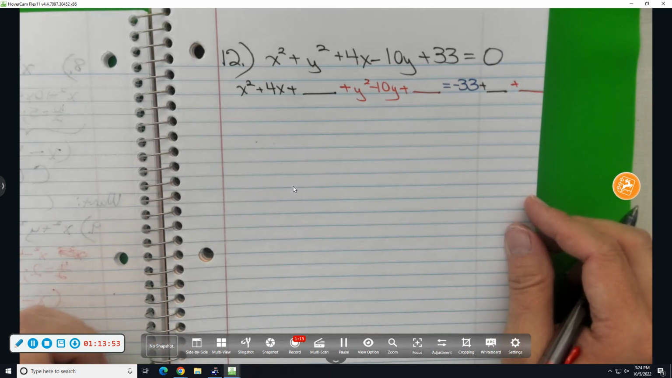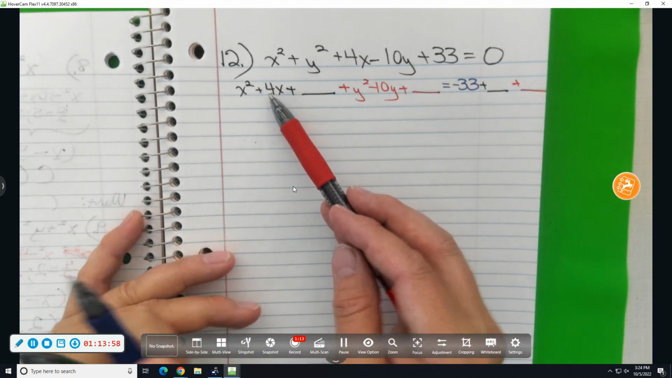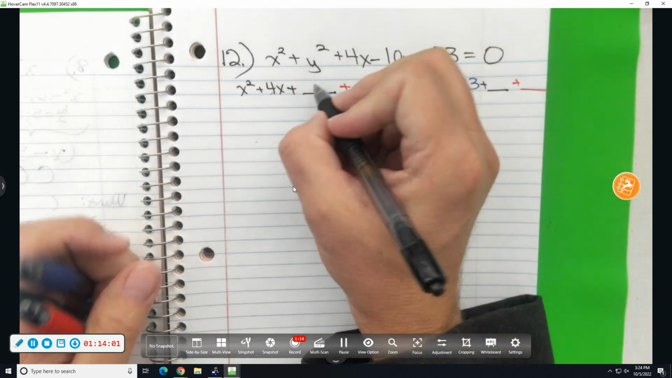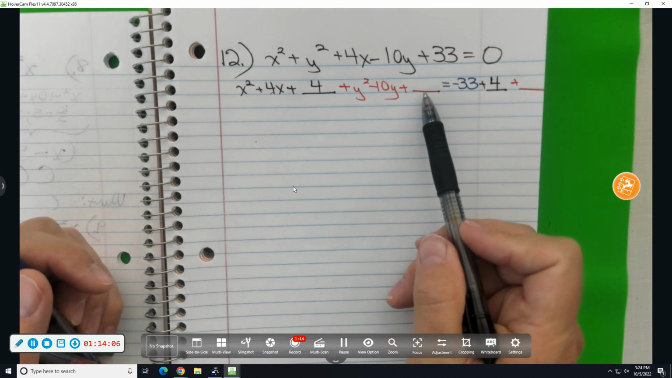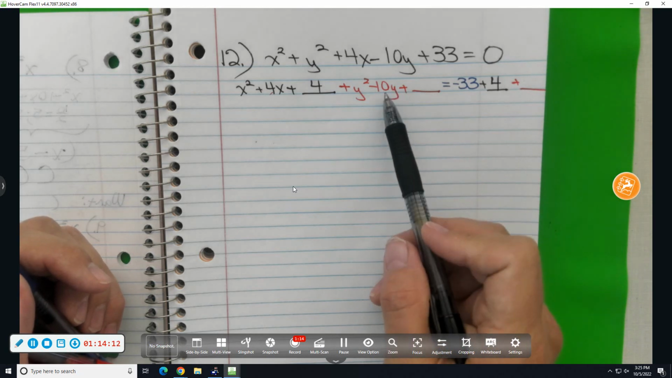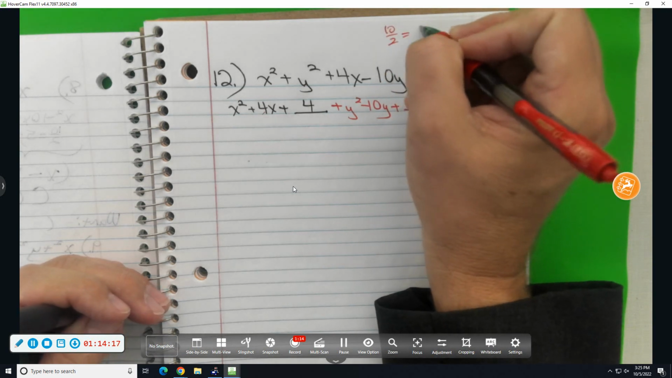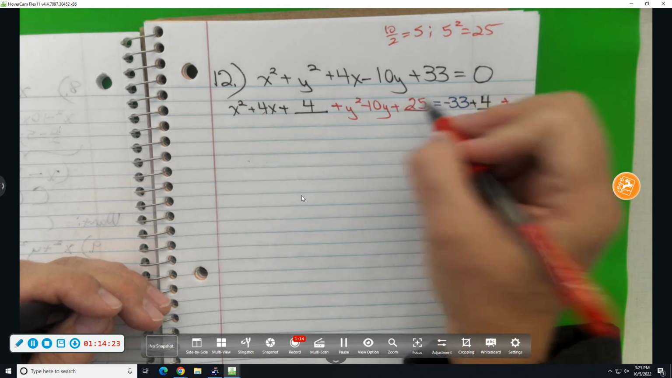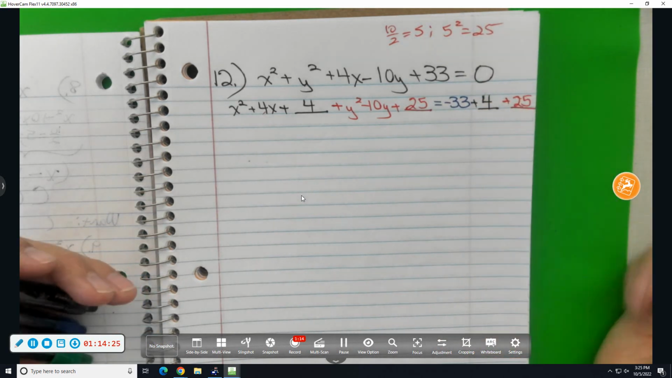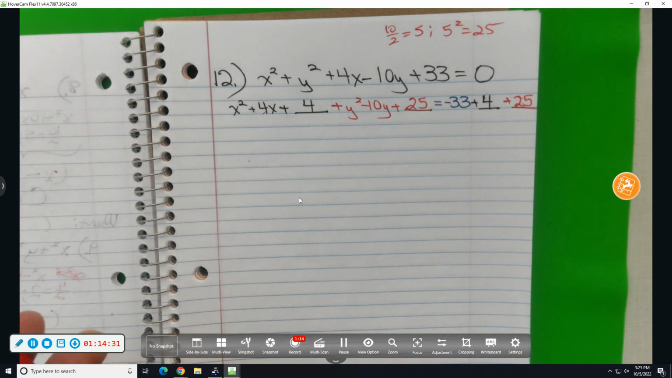What's going to go in the black blank? 4. Half of 4 is 2. 2 squared is 4. We can do that in our head at this point. What's going to go into the red blank? Okay, half of 10. Here's your thought process. Half of 10 is 5. 5 squared is 25. So we put the 25 and the 25. So now we can factor the trinomials.